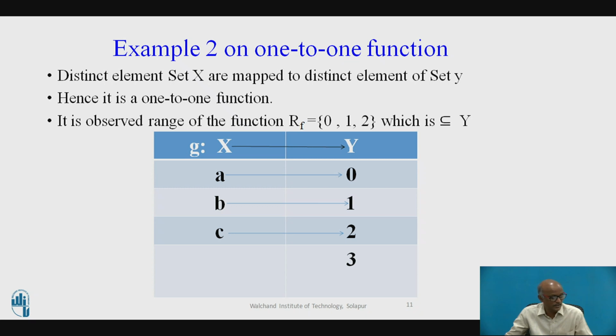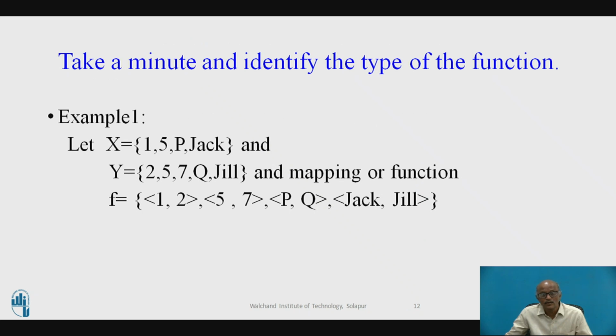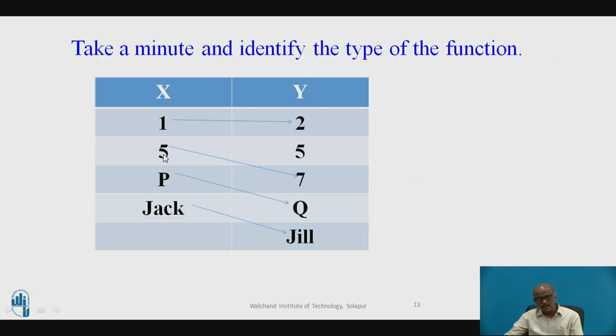Now let us go to the next slide. Here, take a pause or take a minute and from the example try to identify the type of the function. The example is given like this: x is equal to 1, 5, P, Jack and y is equal to 2, 7, Q, Jill, and the mapping is 1 to 2, 5 to 7, P to Q, Jack to Jill, shown also in this particular slide.